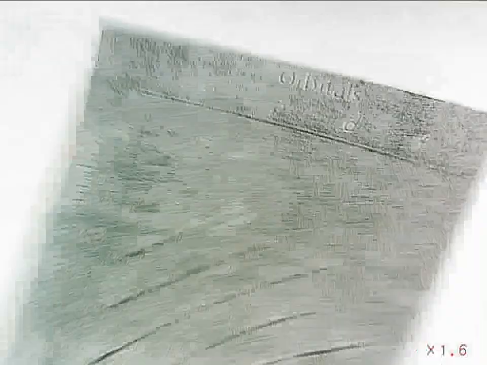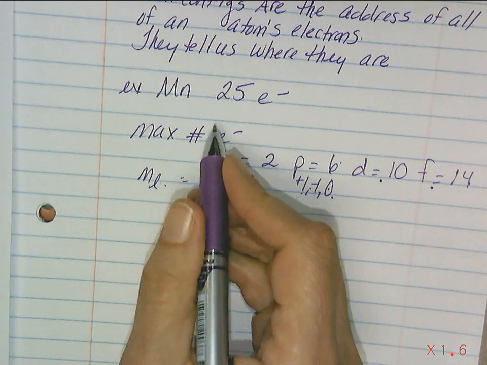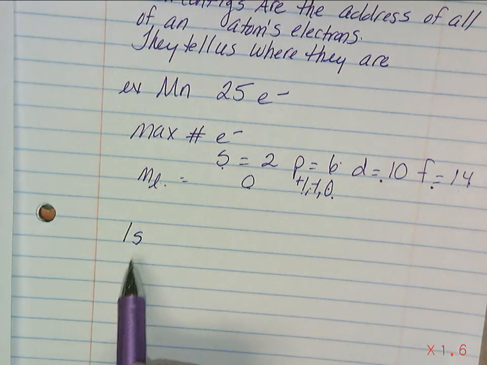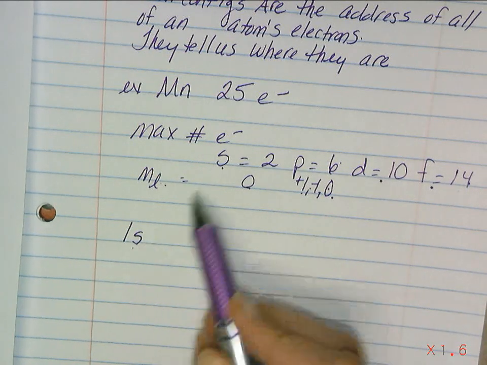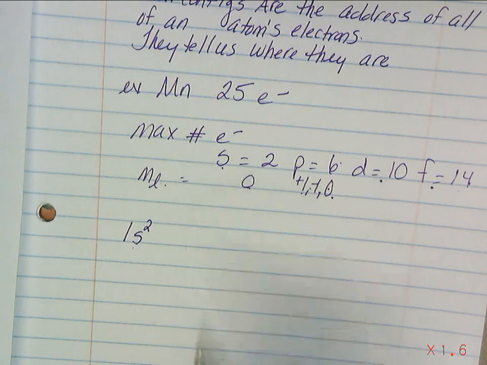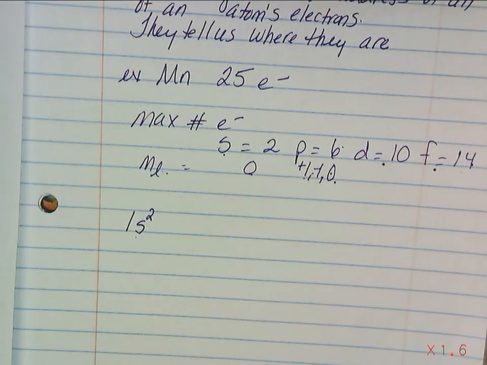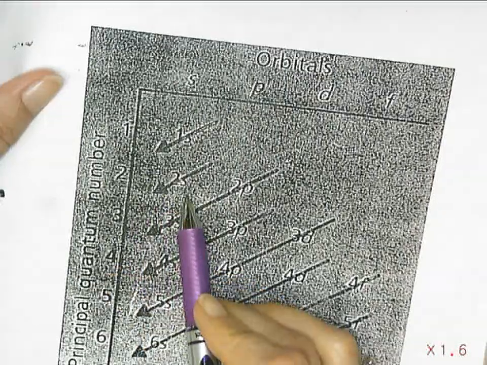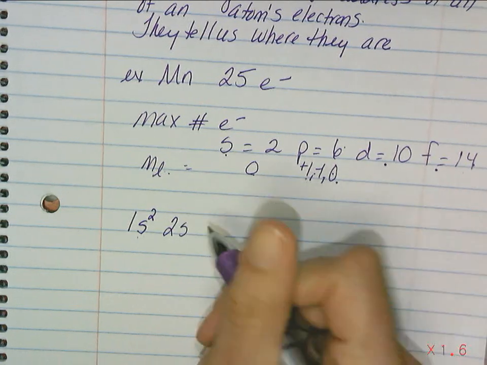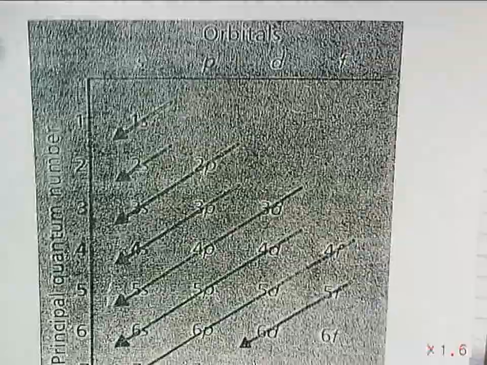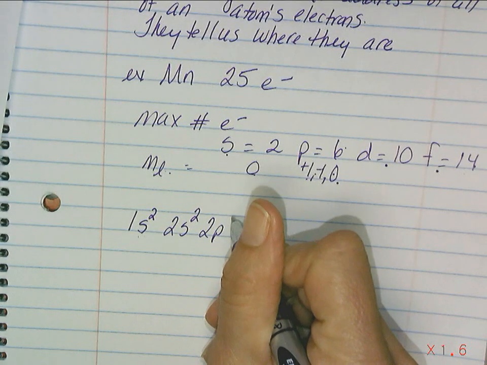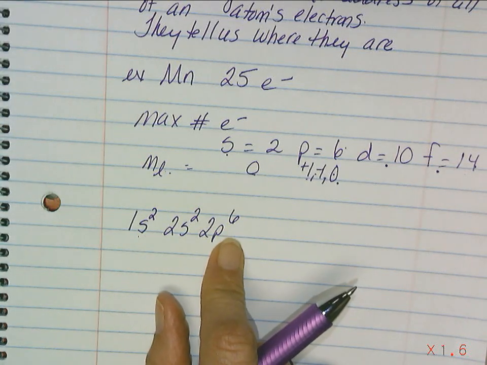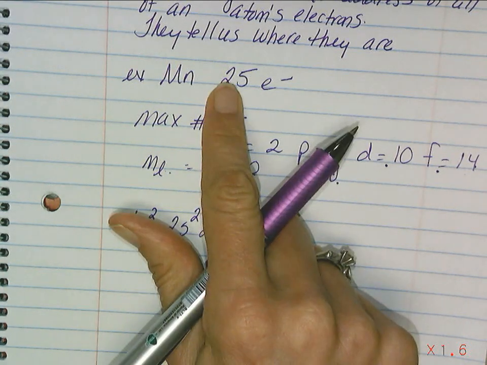All right, we're going to start here. Here's how I do manganese. 1s. So that's the first orbital I put electrons in. How many can I put in s? 2. I write it as an exponent, but we don't say 1s squared, we say 1s2. What's the next orbital? 2s. Max it out. 2. What's the next orbital? 2p. You can max it out with 6. Okay, we have just found 10 electrons. We have 15 more to go.